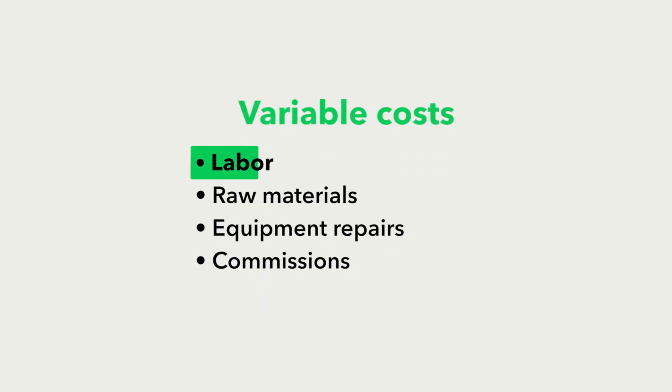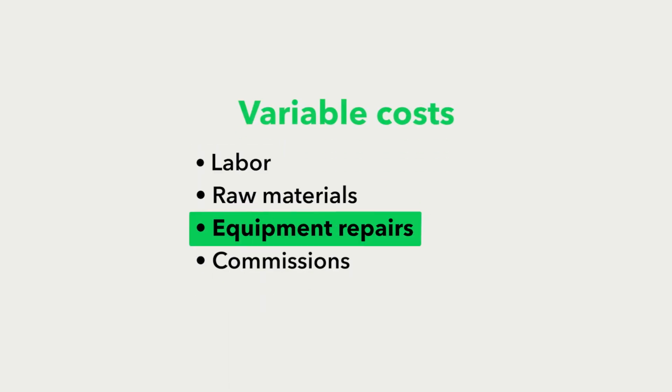Variable costs change with production volume and can either go up or down. For example, we may lower prices on bulk purchases, but then labor costs may go up as production increases. Examples of variable costs are labor, raw materials, equipment repairs, and commissions.